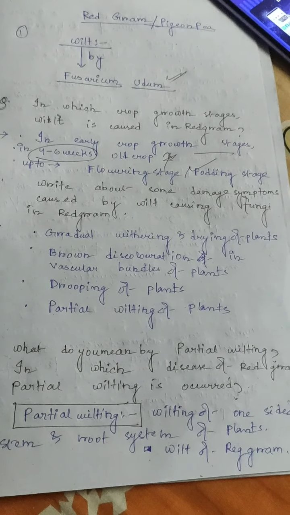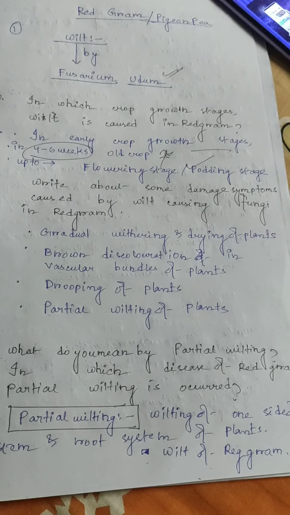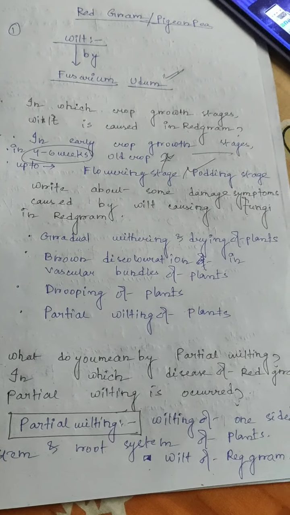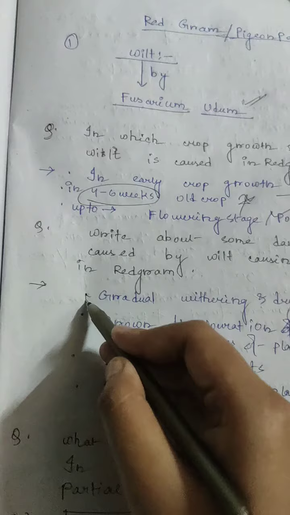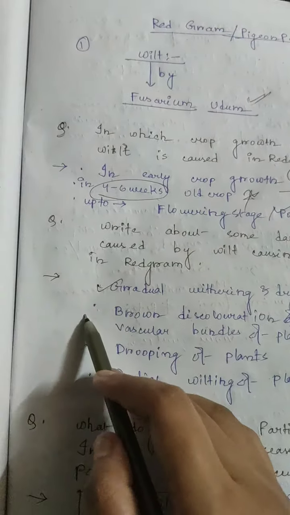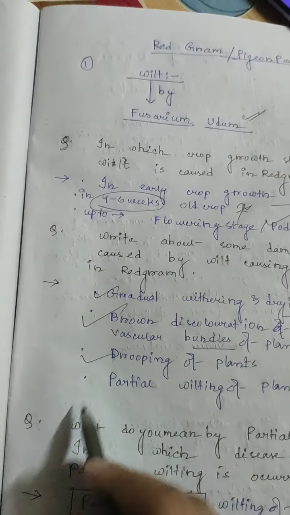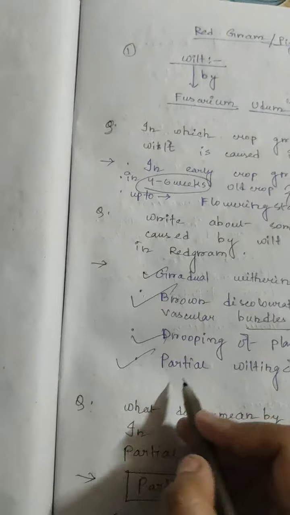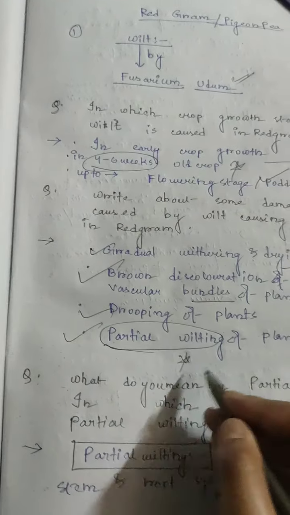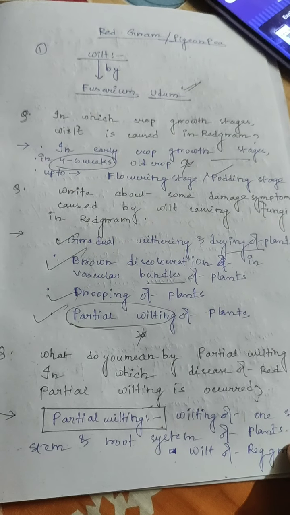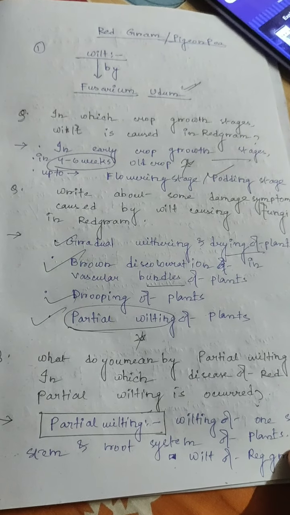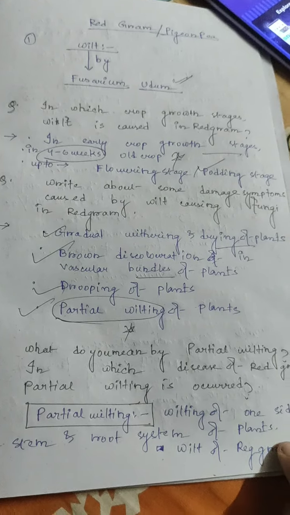Write about some damage symptoms caused by the wilt causing fungus, Fusarium udum. Gradual withering and drying of plants, brown discoloration in the vascular bundles of plants, drooping of plants and partial wilting of plants. Partial wilting is caused in wilt disease.